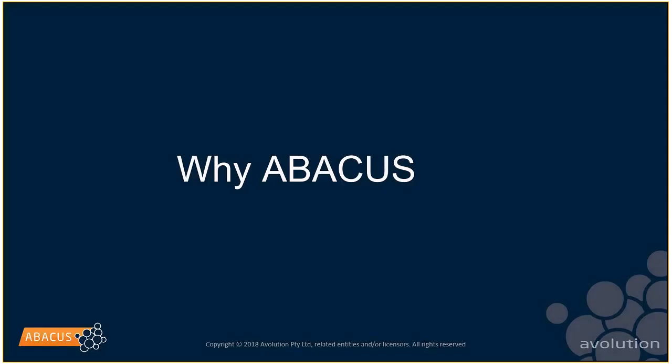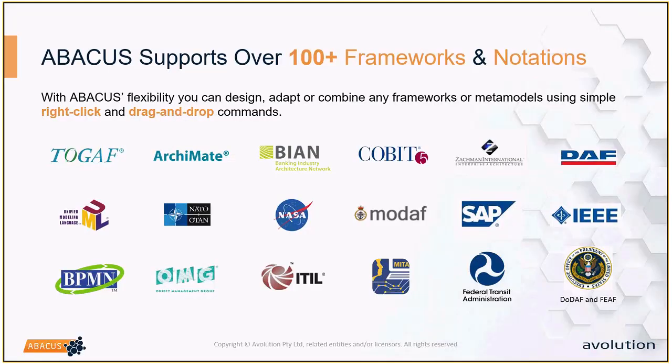So why Abacus? You have seen what your peers think of us and the experts, so really the question is, what makes Abacus different from other EA tools, and why are they choosing us? So we have over 100 frameworks freely available. Abacus supports over 100 different frameworks and notations across a broad range of domains. Abacus also enables bespoke frameworks to be developed with ease. The Avolution framework is the best of breed solution comprised of TOGAF, ArchiMate, BPMN, APQC, and PEAF.